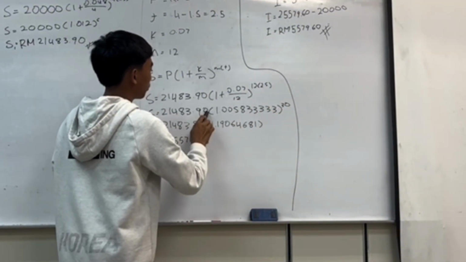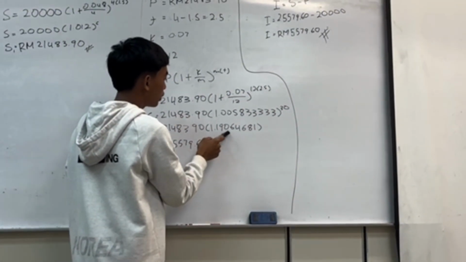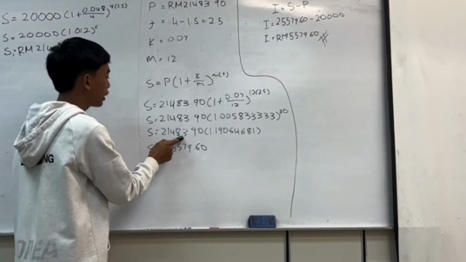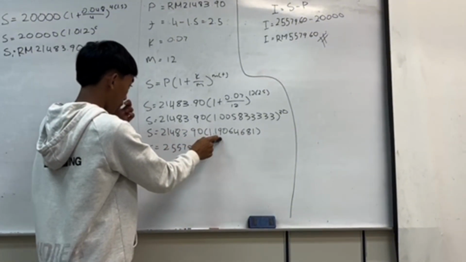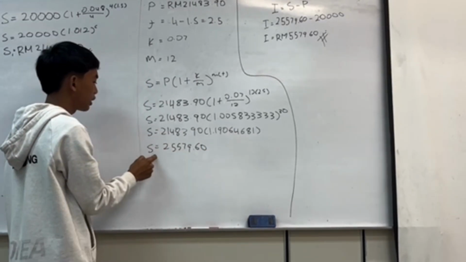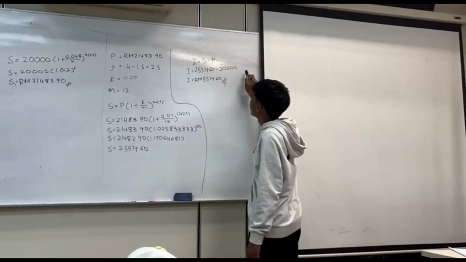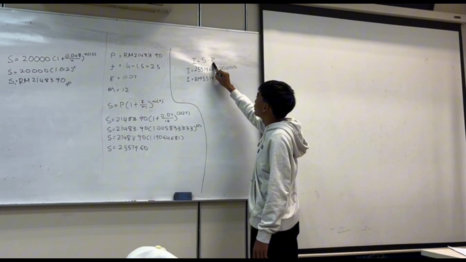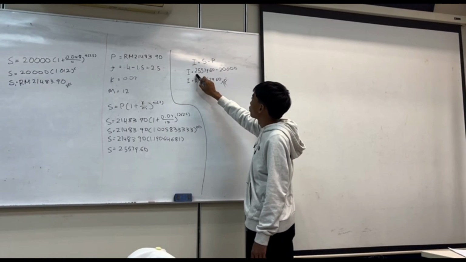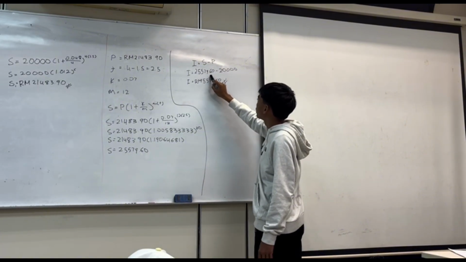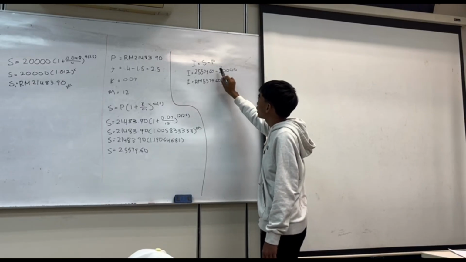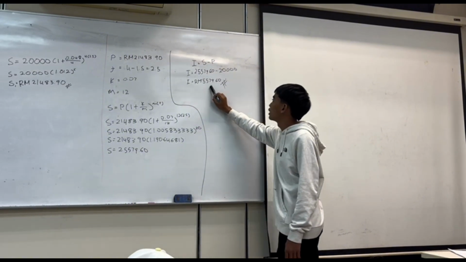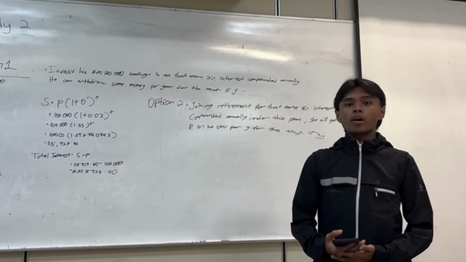After we raise this to the power, we get 1.19064681. After that, we must multiply 21483.90 times 1.19064681, and we get S equals 25576.90. This is how we find the I. I equals S minus P. I equals 25576.90 minus 20,000, and we get I equals RM5576.90.